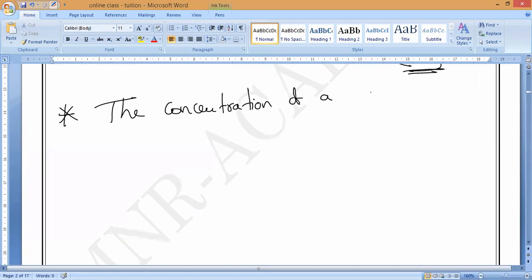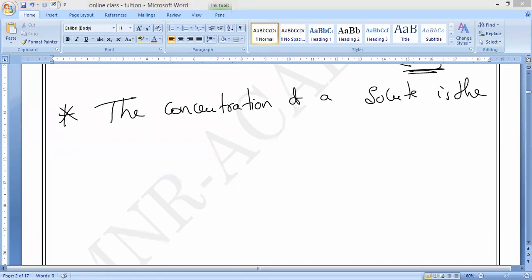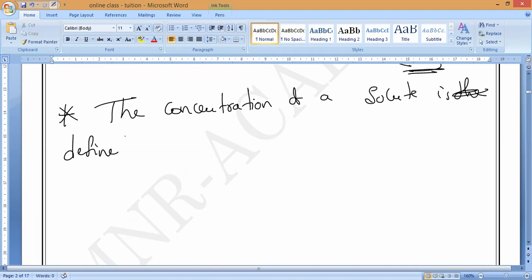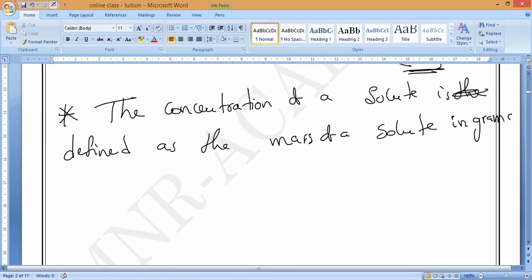The concentration of a solute is defined as the mass of a solute in grams present in how much of the solution? Present in 100 grams of solution.